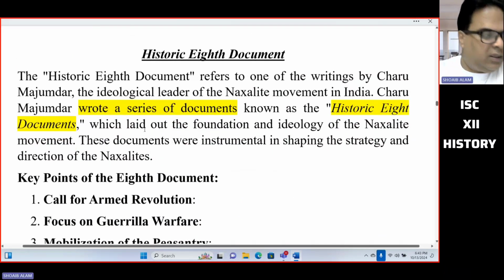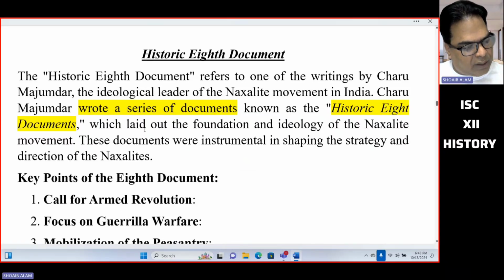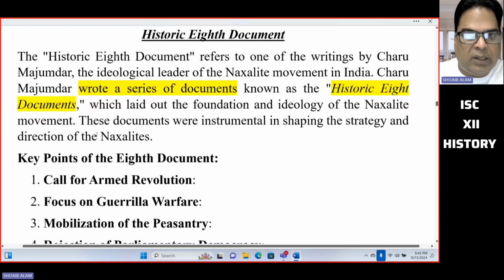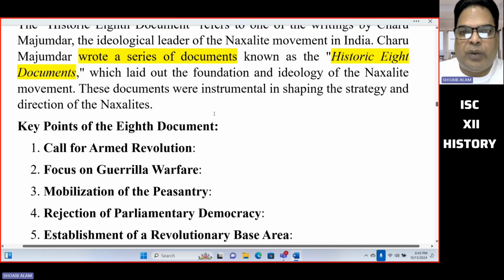It is mentioned in your book somewhere on page number 64. According to my book, he wrote 8 articles known as the Historic Eight Documents. These articles provided the ideological foundation of the Naxalites. So he wrote a series of documents known as the Historic Eight Documents. These documents were instrumental in shaping the strategy and direction of the Naxalites.